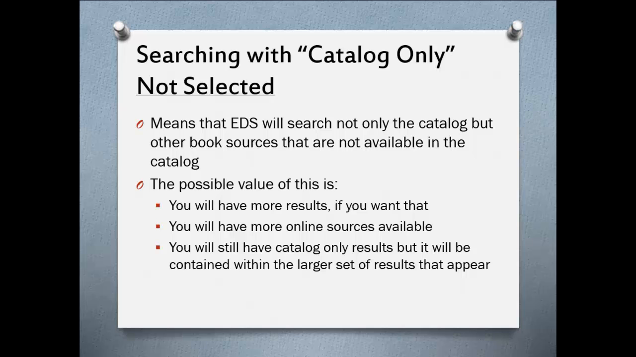Now, if you search with catalog only not selected, it means that EDS will search not only the catalog, but other book sources that are not available in the catalog. So the possible value of this is that you will have more results if you want that. You will have more online sources available. You will still have catalog-only results because, again, the catalog is a subset of the overall huge EDS database, but it's going to be contained within a larger set of results that appear, so some of the things that were more prominent perhaps in a previous catalog-only search will not necessarily come up in the same order if you have catalog-only not selected.